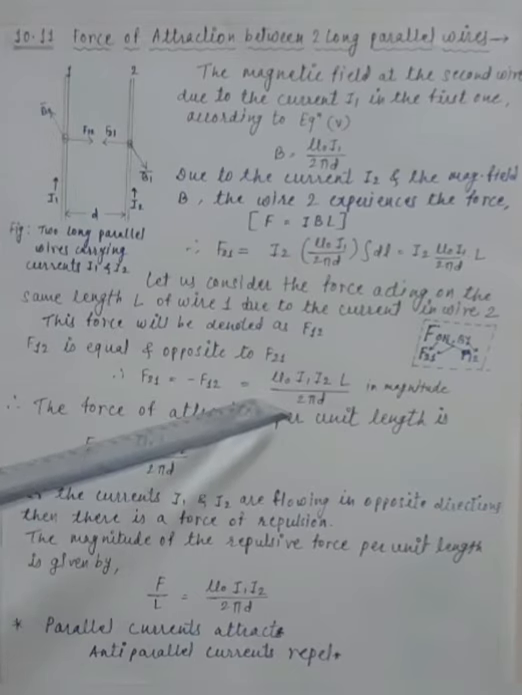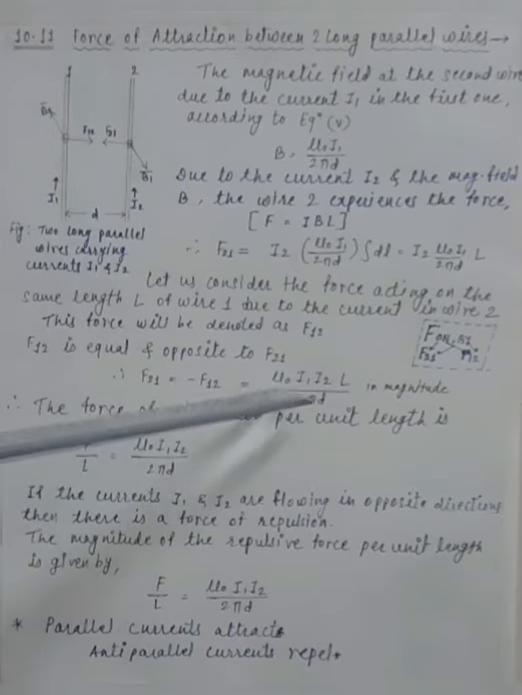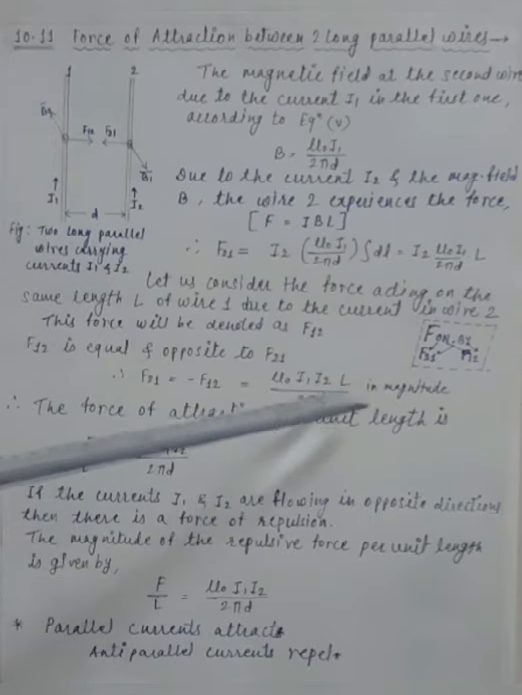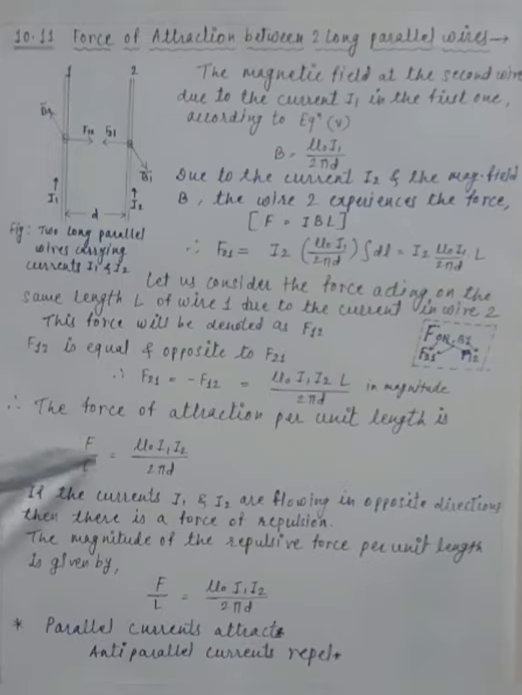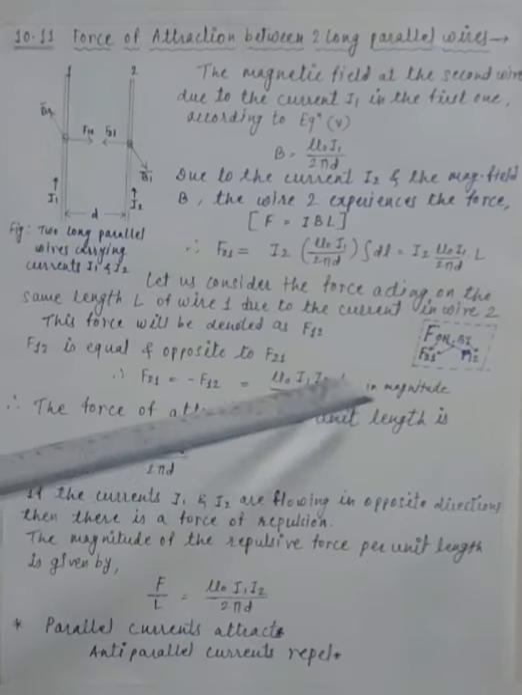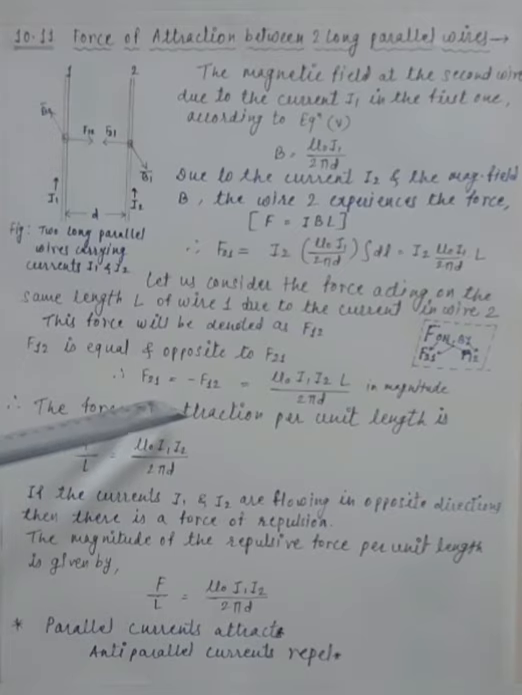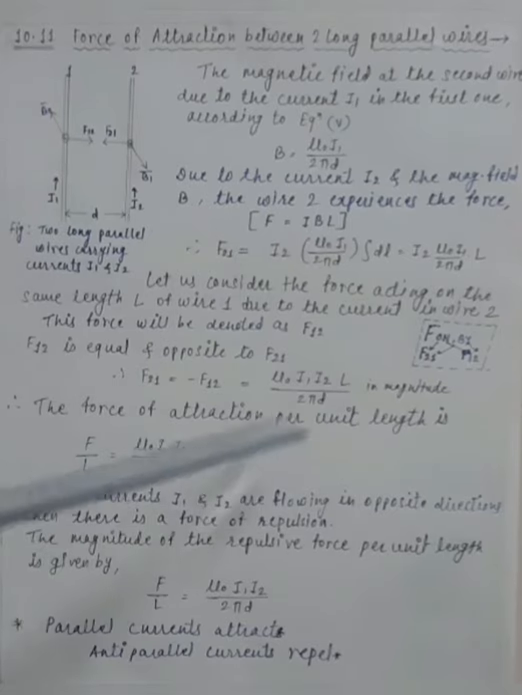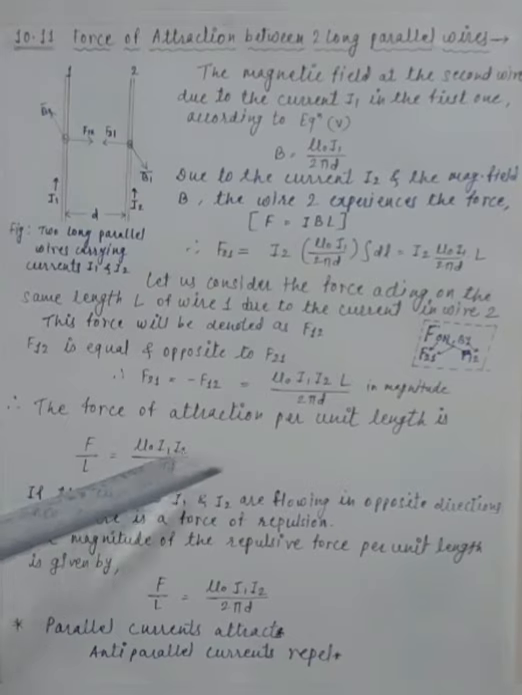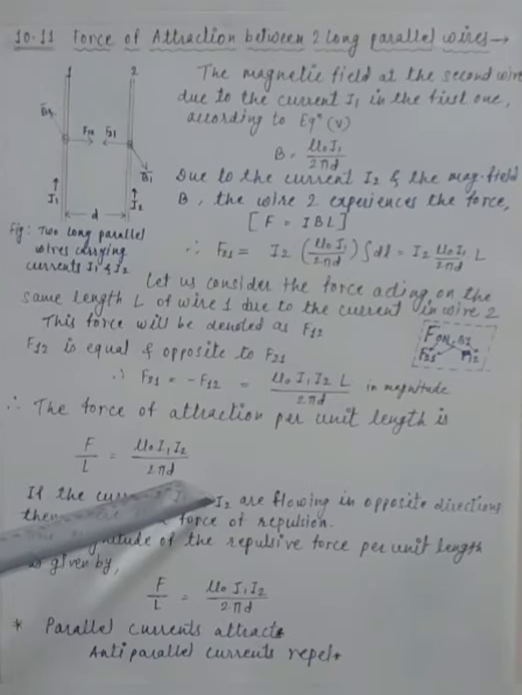So in magnitude the forces are mu 0 I1 I2 L upon 2 pi d. Also we can write the force of attraction per unit length. This L can be written in the denominator of LHS. So the equation becomes F upon L equal to, remaining terms, mu 0 I1 I2 upon 2 pi d.